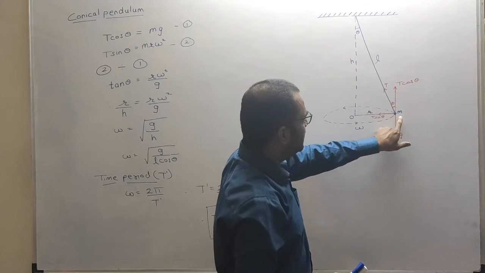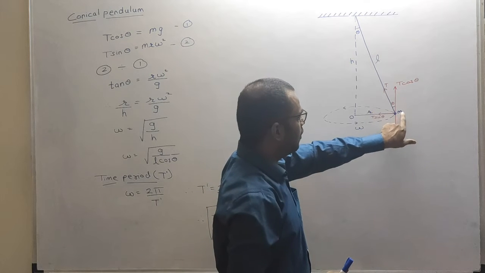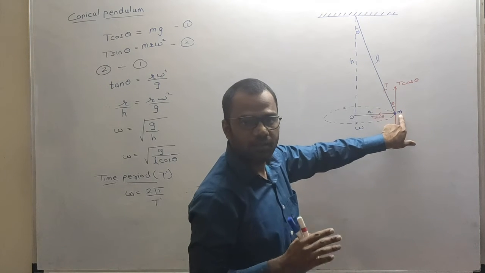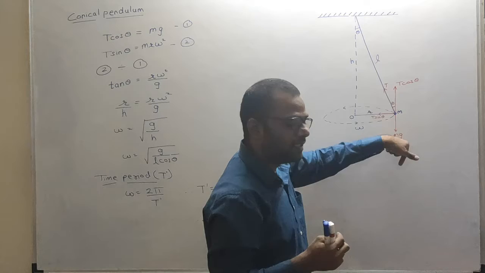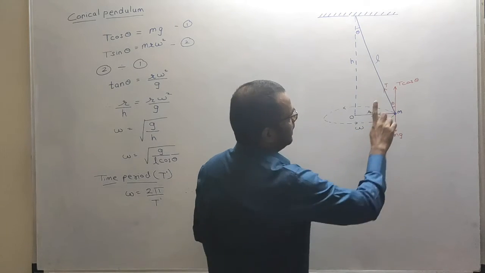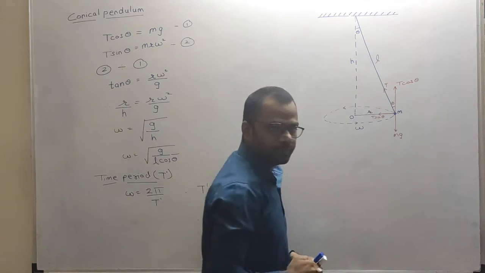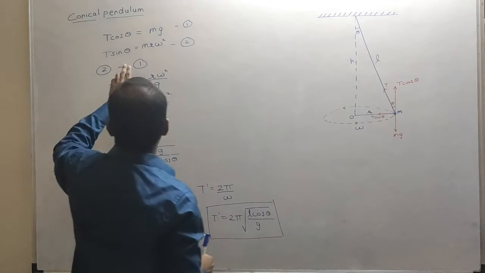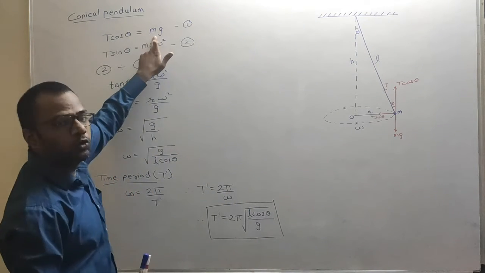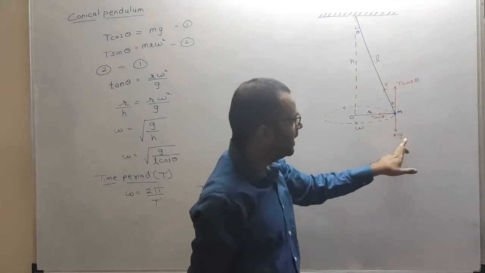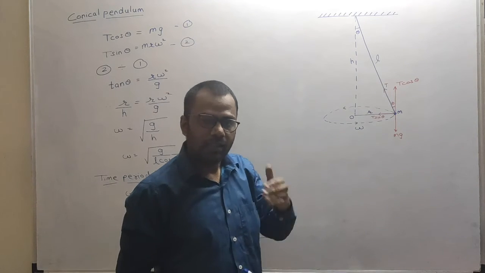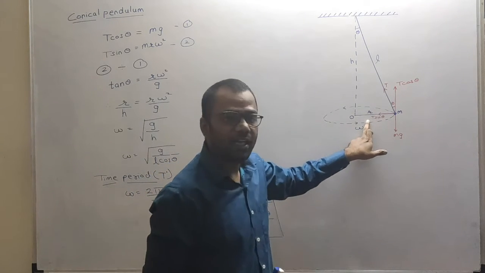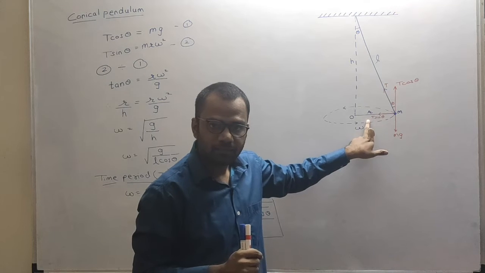Now as you can see, the force acting on m, the bob, the gravitational force acting on m will be mg in the downward direction. Now T cos theta will balance mg. So as I have written over here, T cos theta is equal to mg. T cos theta is balancing mg. The unbalanced force, that is T sin theta, will provide the centripetal force.